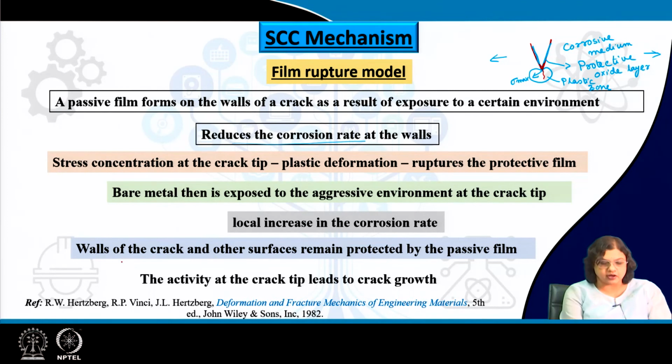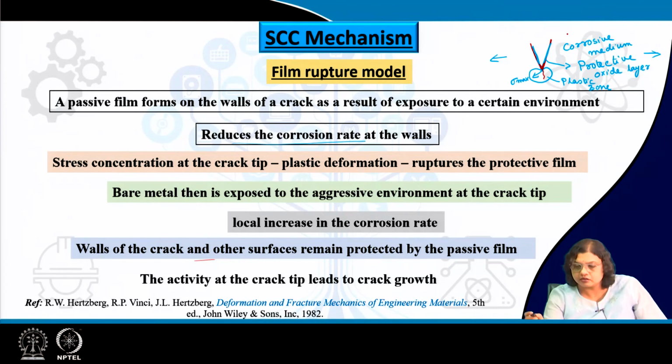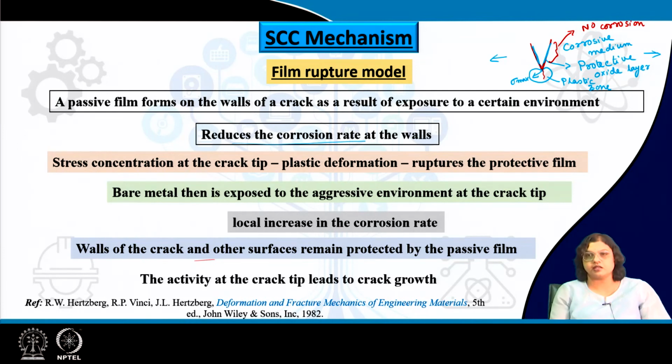The walls of the crack, on the other hand, are still being protected with this corrosive layer, and there will be no corrosion reaction at the wall of this crack. But the tip of the crack, which is at its maximized stress level, will lead to the film rupture, and that will lead the crack to proceed at a faster rate.